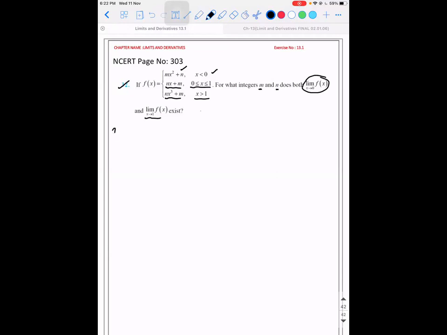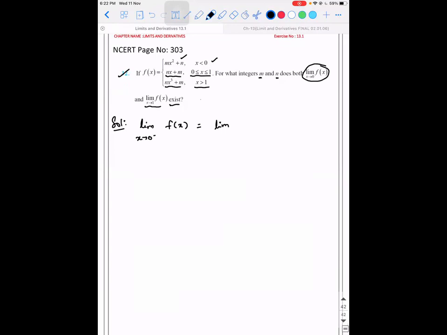Okay. So what do you mean by existing? Left limit should be equal to right limit should be equal to function value. So limit x tends to 0 minus f of x is how much? That is limit h tends to 0, f of 0 minus h. Accepted? So limit h tends to 0, f of 0 minus h means which function should I use?